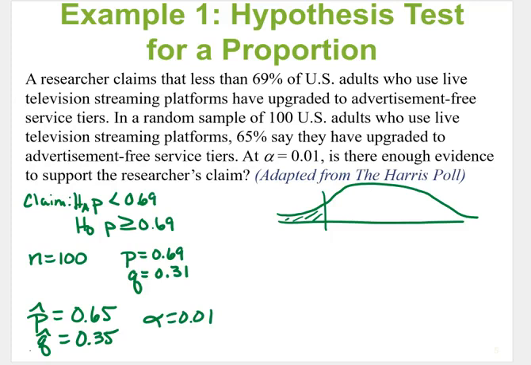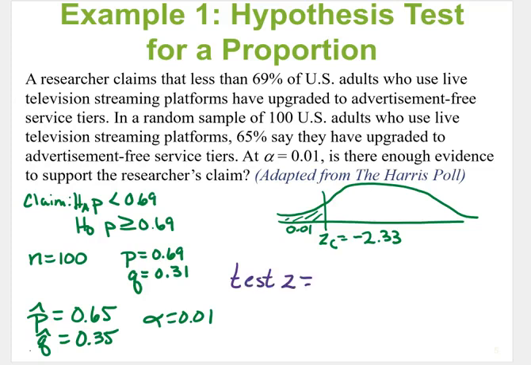All right, we need to test, is there enough evidence to support this researcher's claim? So my rejection region will be this 0.01 right here. I will need to find my critical value, my z critical value that goes there. So I go into my chart and I look for that 0.01 area, and that z-score is negative 2.33. So there's my critical cutoff for my rejection region versus my non-rejection region. All right, now all I need to do is find the test z, and I should be good to go, and we're going to see where that falls.